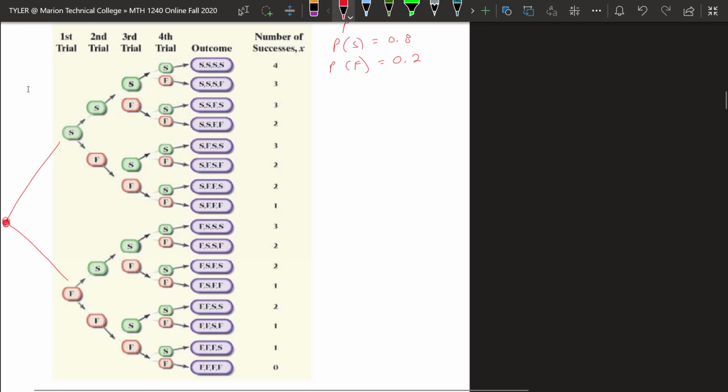So then this last column is little x. It's the number of successes, the number of s's in each outcome. So this lists the outcome where the first letter denotes the success or failure of the first plane, the second letter denotes the success or failure of the second plane, and so forth. And then in this column, we're just counting the number of s's, the number of successes. So we have 4, 3, 3, 2, and so forth, going down.